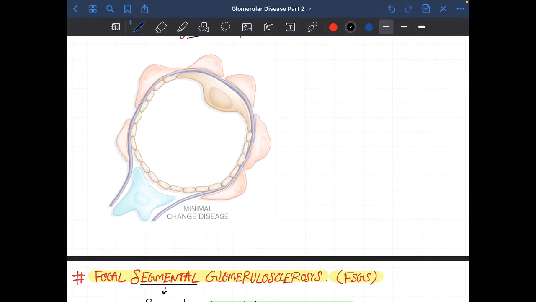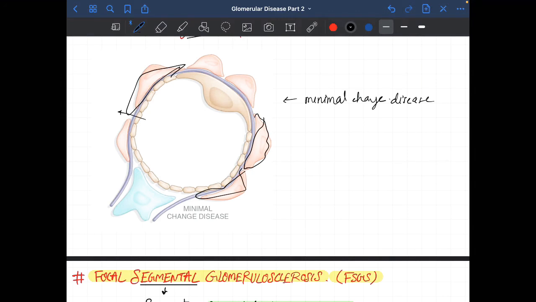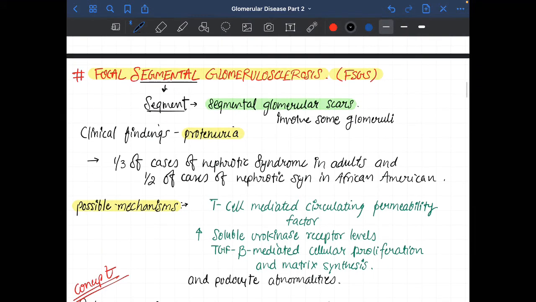Alright, so take note of the image for minimal change disease. Take note of the effacement of the podocytes, and the increase in pore size, which will allow protein to go outside.